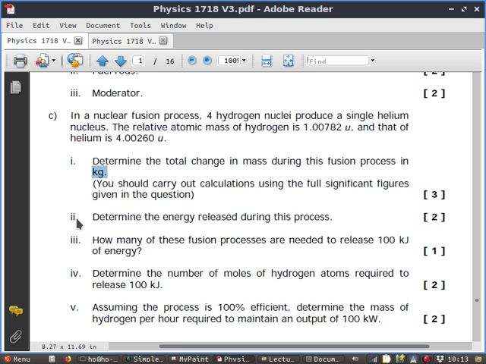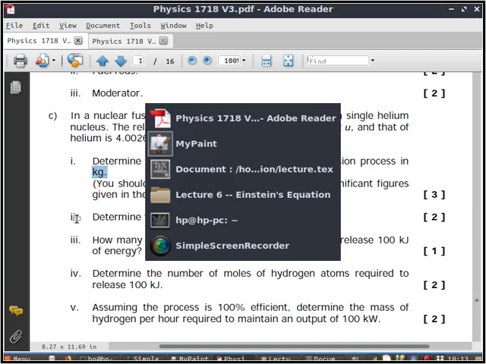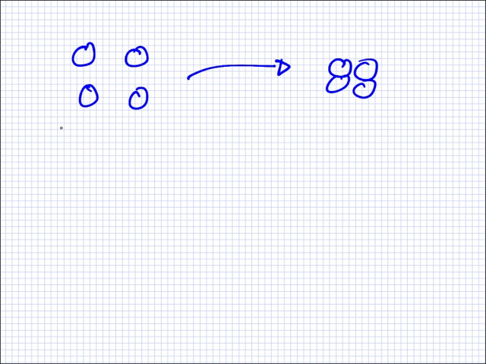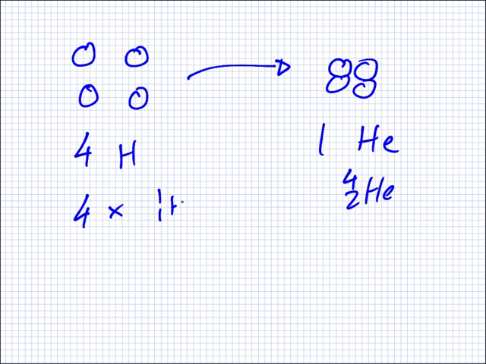So we just calculate one atom. Yeah, so what they have is four of these come together. 4 hydrogens make 1 helium. But it's actually helium-4, 2. And this is 4 times 1,1H.